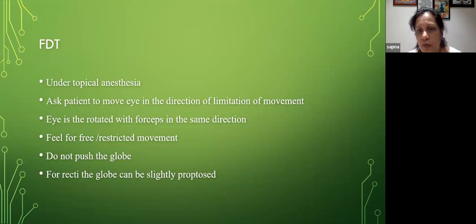If there is a further movement which is free, it means it is just a paralytic deviation. But if there's a restriction in the movement, it is not going further in that direction than what the patient has already taken, it means that there's a restrictive movement. When we do the FDT for a recti muscle, never push the globe down. Rather, for the recti, it is better if you slightly proptose the globe and then do the movements.